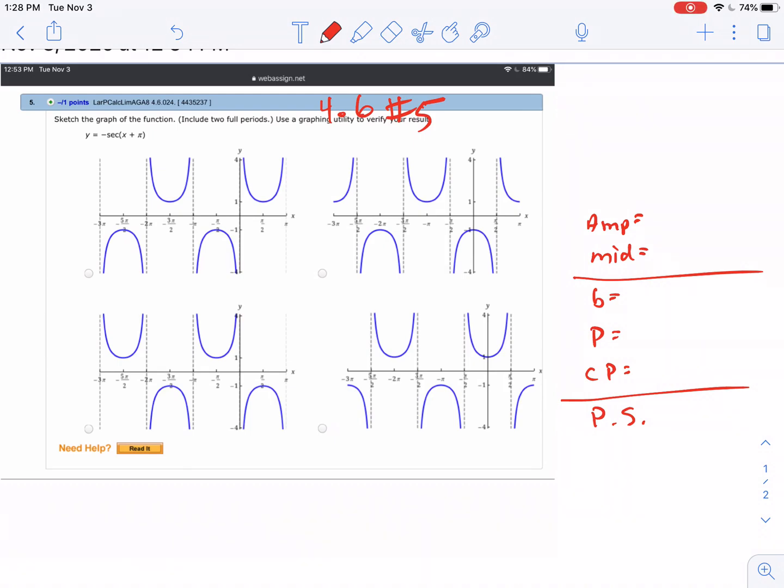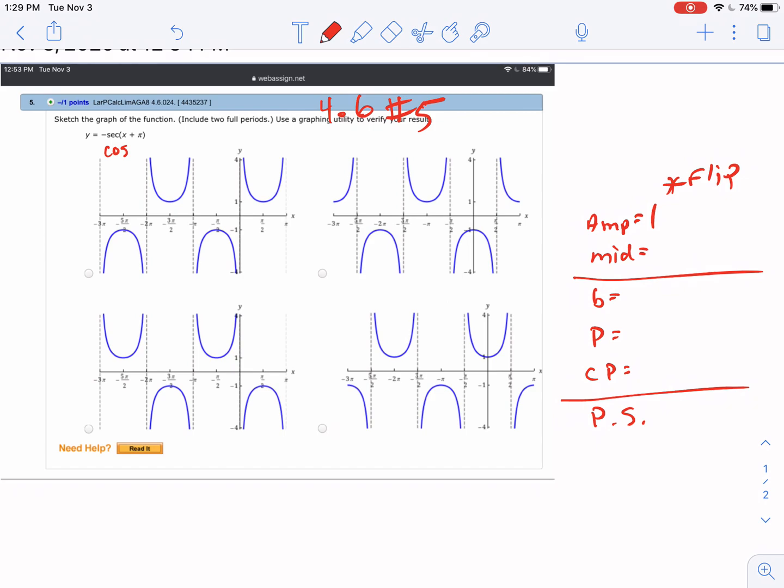4.6 number 5 is dealing with a secant again, so I'm just going to write cosine next to that. Starting off, amplitude is 1, but let's put the little star like we've done in previous problems. Even though I write down 1, there's a negative out front, so we have to flip it. But we always report amplitude as a positive number.